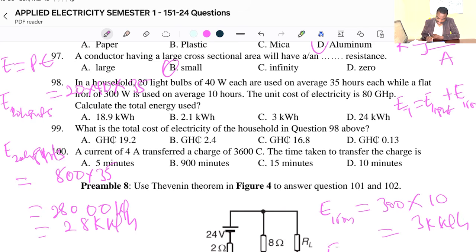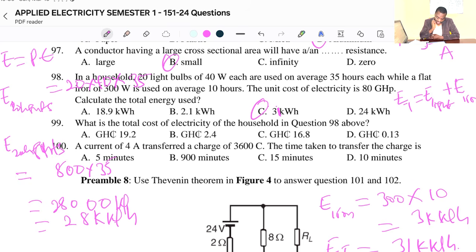So we add this, that will give us a total. So this plus this will be 31 kilowatt hours. So when you look at here, the answer is not there. So here, this was given as bonus. So I think here is supposed to be 31, but it was given as bonus. So here, 31 kilowatt hours.